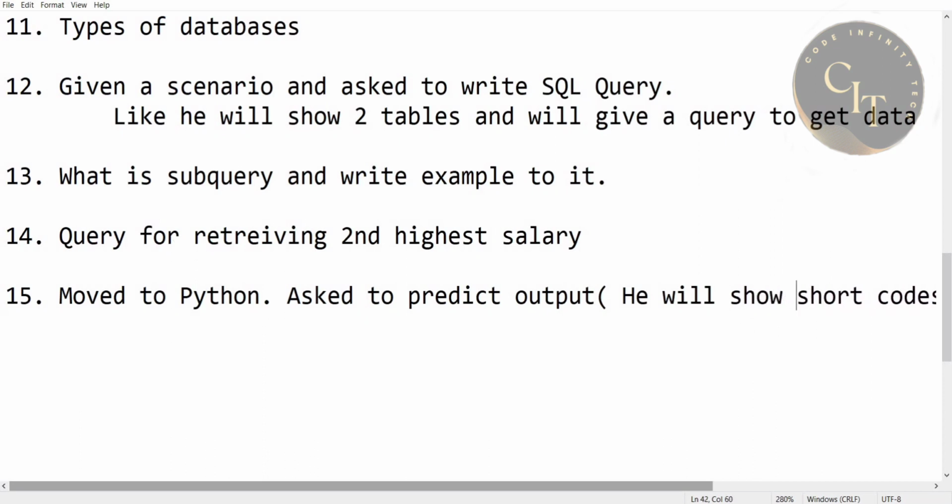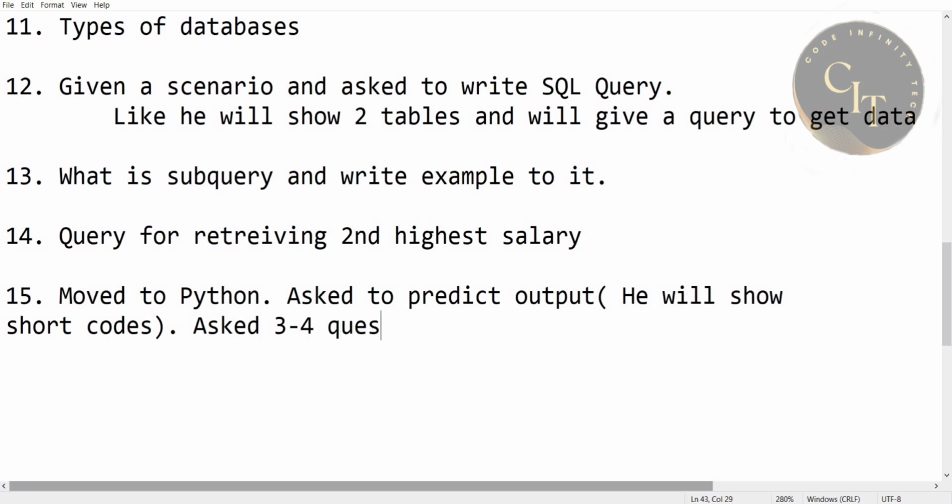Coming to Python, he already had a few code snippets with him, very short codes, 4 or 5 lines, and he asked me to predict those outputs. Without actually running the code, you have to predict the output just by looking at the screen. It was somewhat difficult and takes some time. There are loops in them, and you have to predict the output.